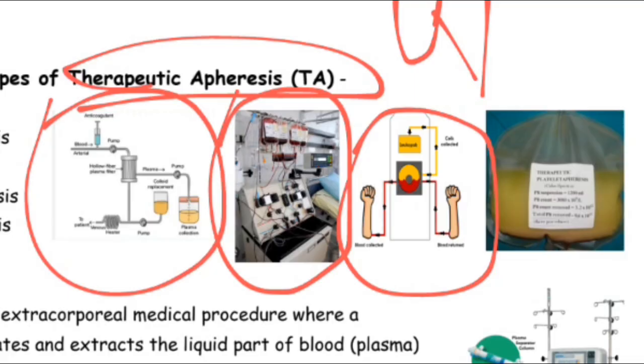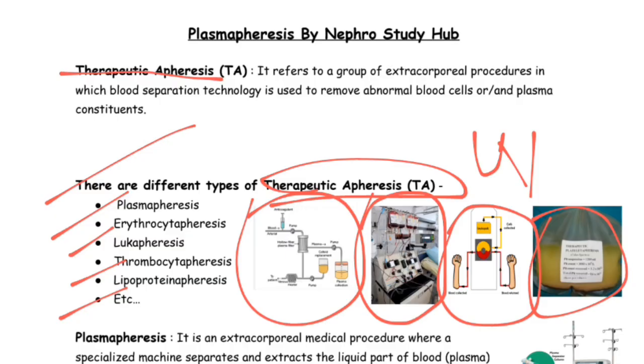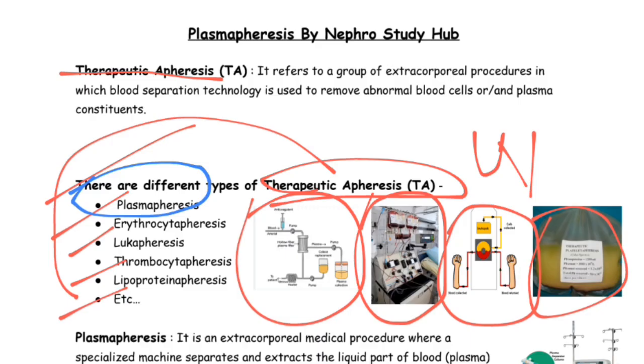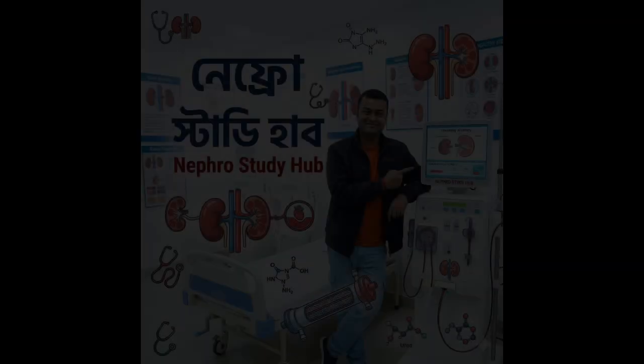Fourth one, thrombocytopheresis, where platelets are separated. And lipoproteinpheresis, in this process we separate the LDL cholesterol from the blood. So now it is easy. The main thing is therapeutic apheresis, which is divided into different parts, and we are going to learn about plasmapheresis. Let's go to the section on plasmapheresis.